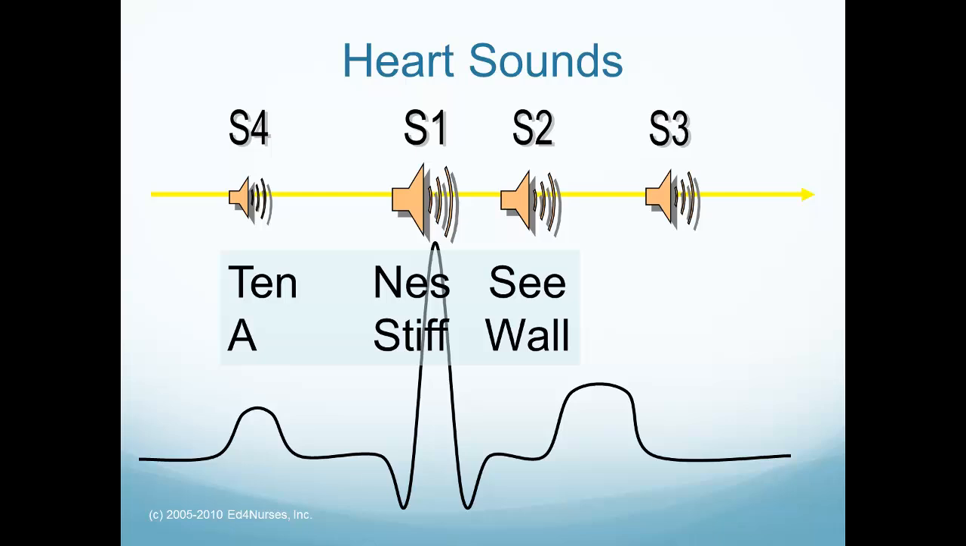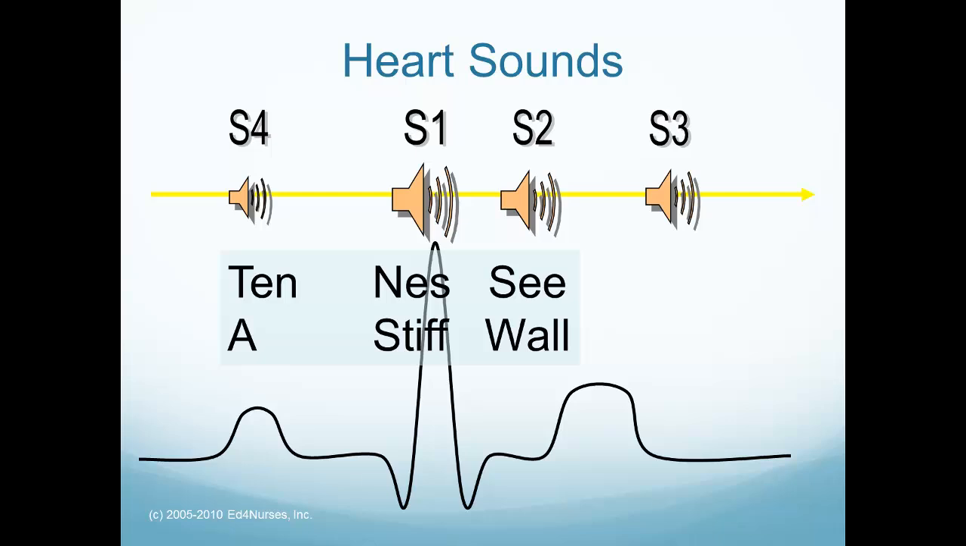Okay, our next sound is going to be the S4. Again, S1, S2 are the normal ones. So we have the atria contracting, AV valves closing, we get S1. Ventricles contract, the aortic and pulmonic valves close, we get S2. Then what's happening? Okay, the atria fill, no problem, we don't have an S3. Then what happens right before S1? Remember, right before S1, the atria are contracting and pushing blood out, and that is causing the S4.